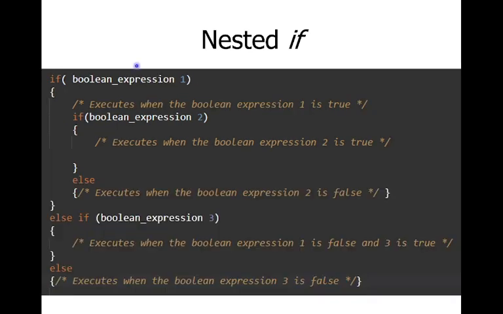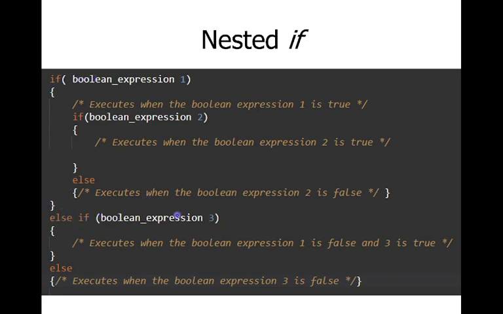I will show another variation of this nested if. Here the if Boolean expression will be checked, and if it is true, it will go inside the body. If it is false, then it can go to the next else if. So this is the else if. This is the opening brace of this and the closing brace of this. If this is false, then it will go to this else if statement.